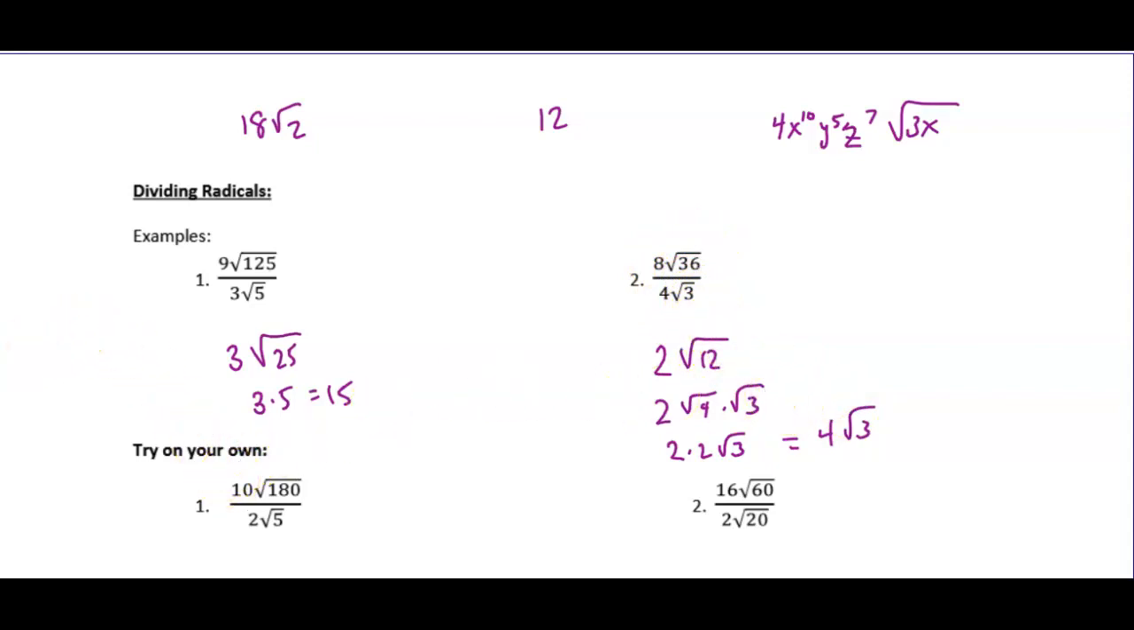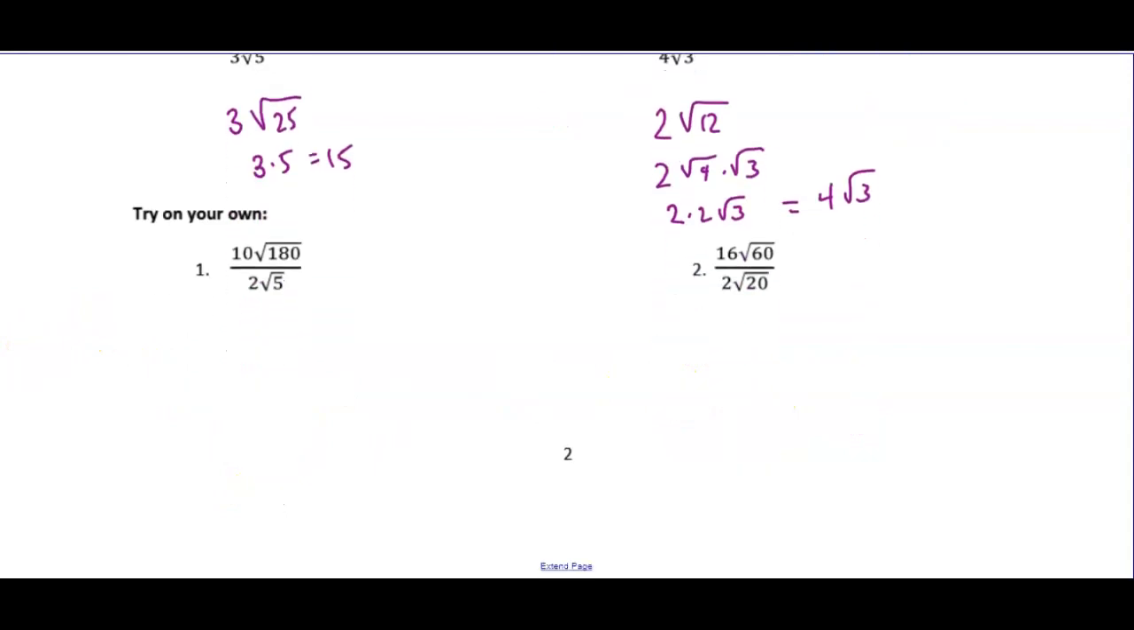Okay, so I reduce the coefficients, I reduce the roots, keep it as a root, and then simplify from there. All right, so try numbers 1 and 2 here. We should have, if you've paused it and tried it, 30 for number 1, and we should have 8 root 3 for number 2.